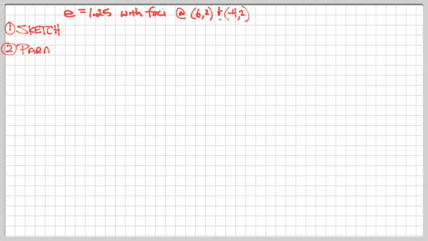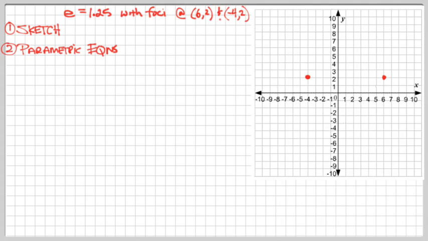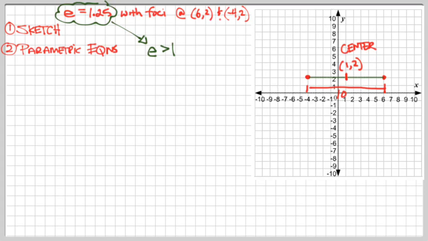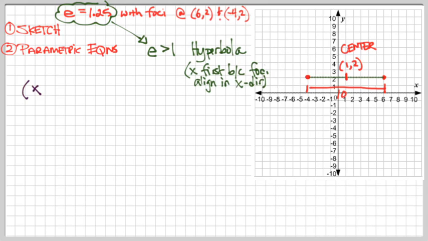All right. For our next one, we have an eccentricity and focal points. Again, we want to sketch a graph, and second, find the parametric equations. So to do that, we're going to put our focal points on there. That's 10. And there's my center right in the middle of that. E is greater than 1, so this is going to be a hyperbola, and I know that x is first because the foci align along the x direction.